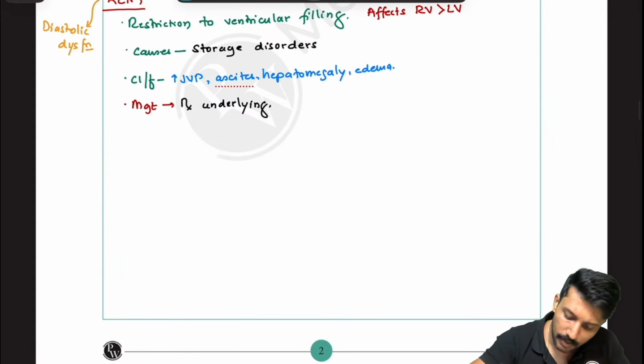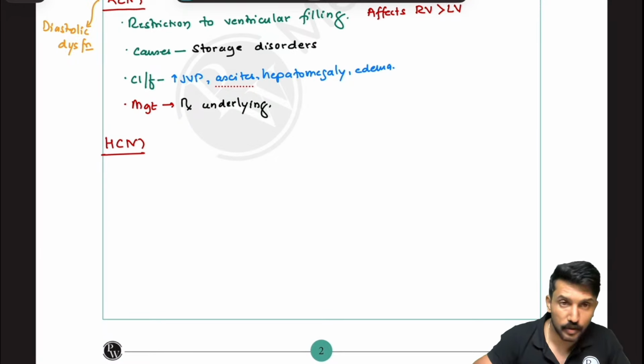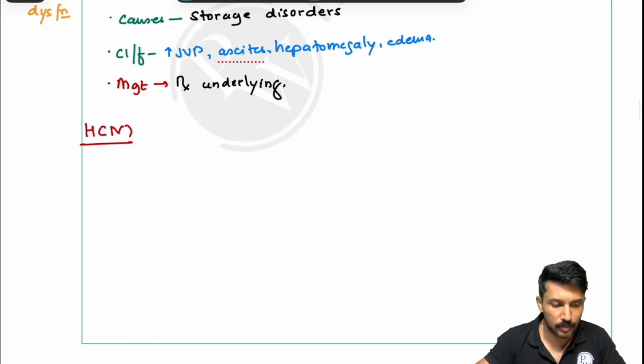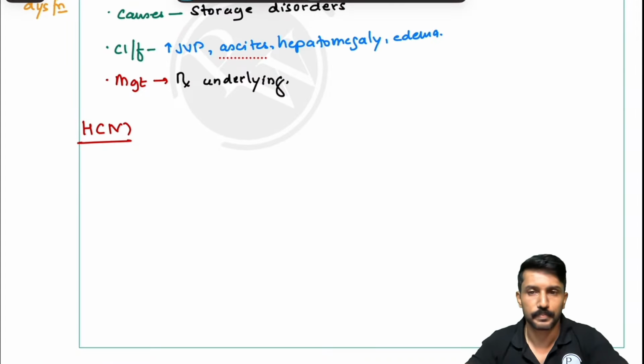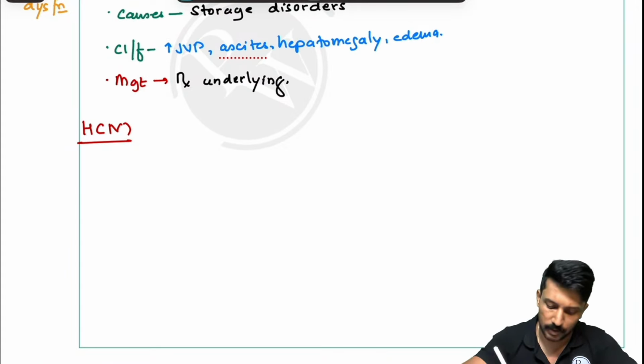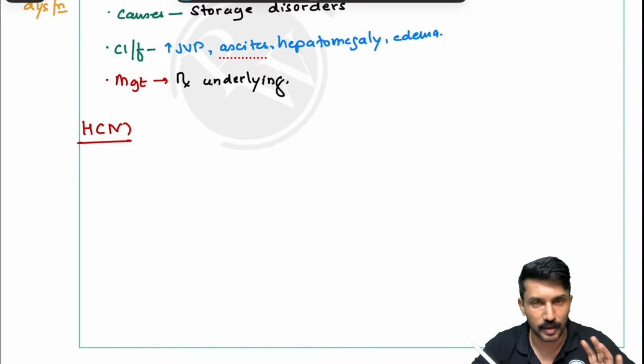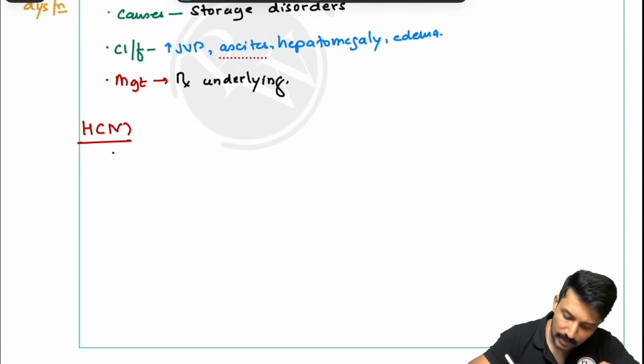Next one is our hypertrophic cardiomyopathy. This is the single most important chapter from cardiomyopathies, from where the maximum number of MCQs are asked. So what do you need to know about hypertrophic cardiomyopathy? It is a purely inherited disorder. It is inherited.